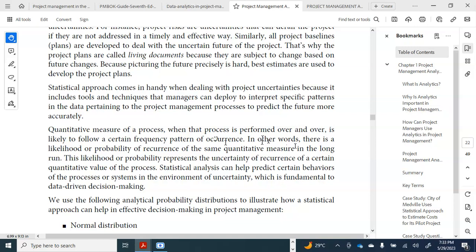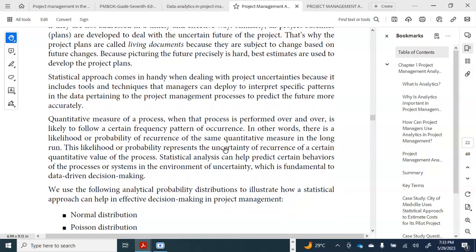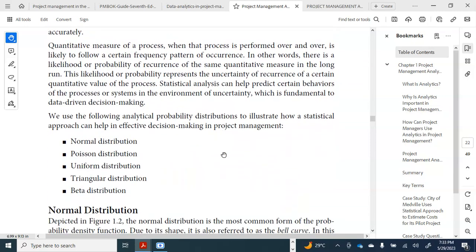So statistical analysis can help predict certain behavior of the processes or systems in an environment of uncertainty, which is fundamental to data-driven decision making. I hope that is clear. So I move ahead.